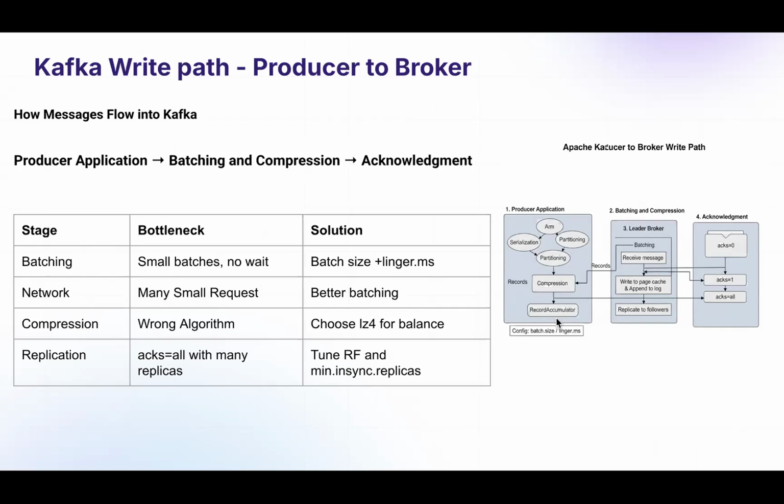Now look at the bottleneck table. If you are sending small batches with no wait time, you are making too many network requests. If you're using the wrong compression algorithm, you're wasting CPU or bandwidth. If acks equals all with many replicas, you are paying a latency cost. Every optimization that we discuss today addresses one of these bottlenecks. Let's look at the read path.